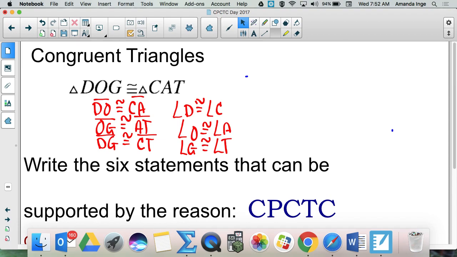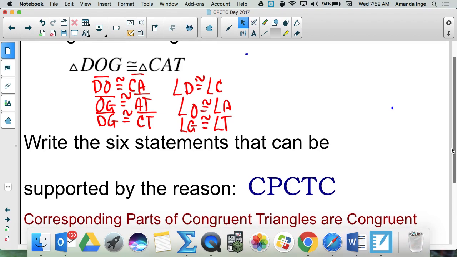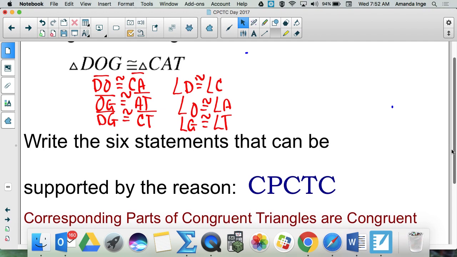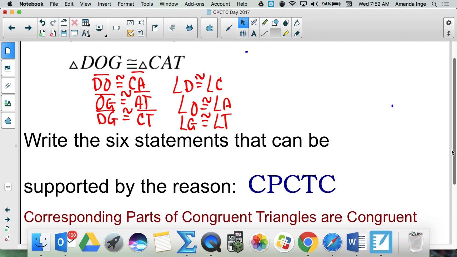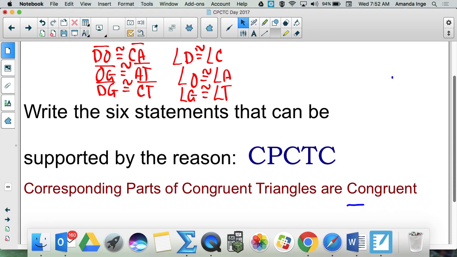So these are the 6 statements that we know if the triangles are congruent and the corresponding sides are congruent and the corresponding angles are congruent. We can use corresponding parts of congruent triangles are congruent to say that any parts are congruent if the triangles are congruent.